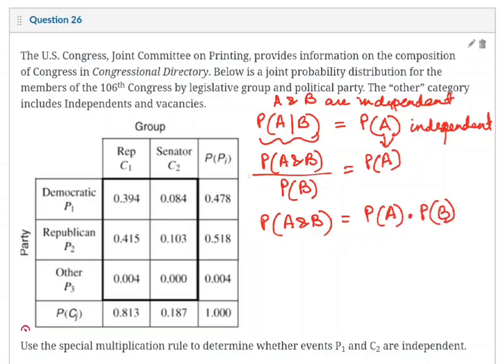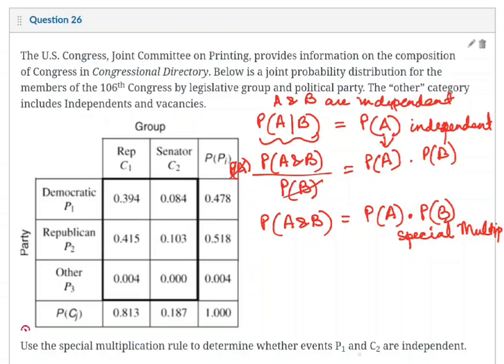All right, just like you transform equations, if you want to get rid of the denominator, what do you do? You multiply both sides of the equation by probability of B, right? And the probability of B in the denominator cancels out on the left-hand side, and we are left with probability of A and B equals probability of A times B, which is called the special multiplication rule. This is the special multiplication rule.